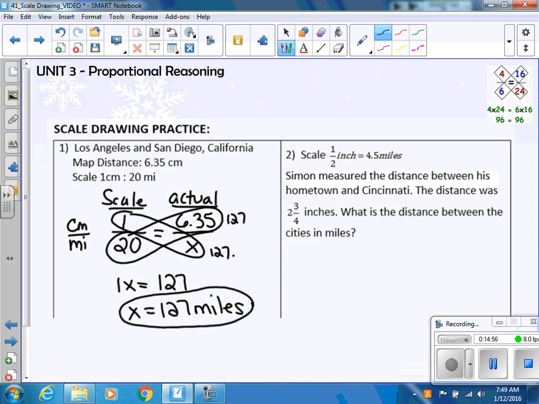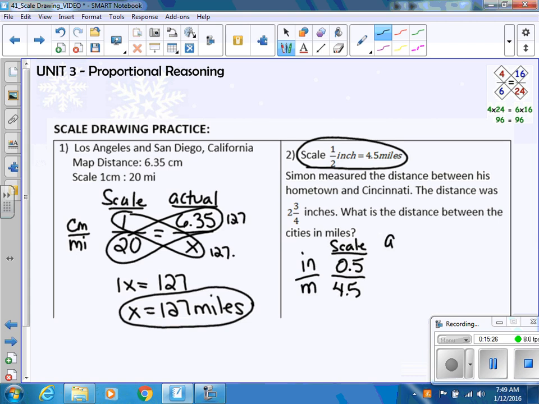Okay, the last question we're going to do, scale is 1/2 inch to 4.5 miles. So here's my scale, that's the first half of my proportion. And I want to turn that half into a decimal. So take 1 and divide it by 2. And you get 0.5. Remember, half is just 0.5 or 50%. And it's over 4.5. That is inches over miles.